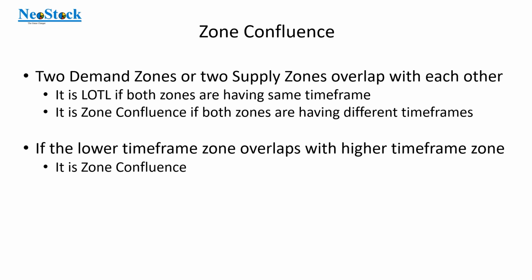But remember, both the zones should belong either to the demand zone or to the supply zone. You cannot mix. One zone a demand zone and another zone a supply zone, that is not a zone confluence. Both the zones should be of the same type, either demand zone or supply zone. And also, both the demand zones or both the supply zones should belong to two different time frames. Order can be anything. Then that concept is called zone confluence.